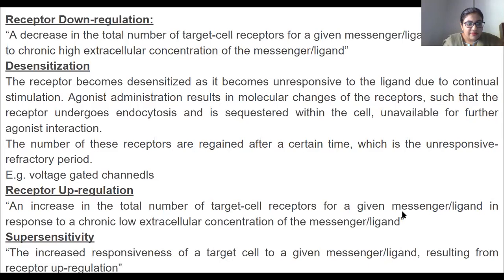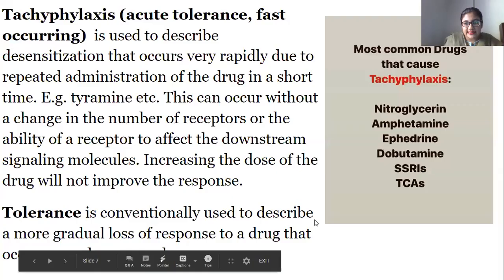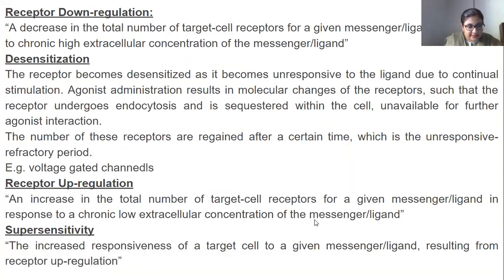Now, an increase in the number of target cell receptors for a given messenger in response to chronic low extracellular concentration of the ligand. Over here, because of the excess ligand, the receptors got decreased, but over here, the receptors got increased due to the less number of the ligands, right? Then there is supersensitivity, the increased responsiveness of a target cell to a given messenger ligand resulting from receptor upregulation. So the receptor gets extra sensitive for that particular ligand and the effect is produced like that.